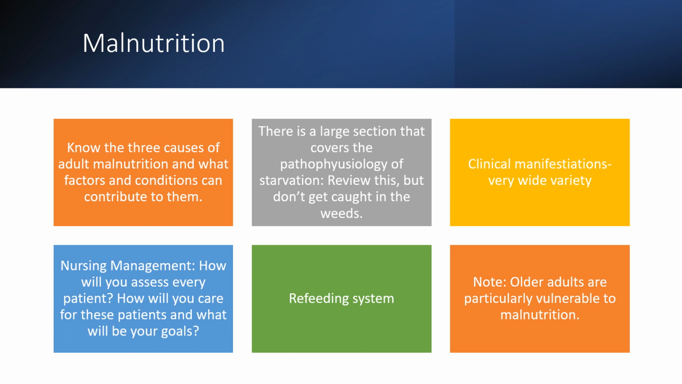On the section on malnutrition, know the 3 different causes of adult malnutrition and what factors and conditions they contribute to. And then there is a large section that covers the pathophysiology of starvation. Review this briefly, but don't get caught in the weeds. Just look at the overview of what is the process within the body that causes starvation. Then look at the clinical manifestations. There is a very wide variety, anything from very minimal symptoms to starvation and death.